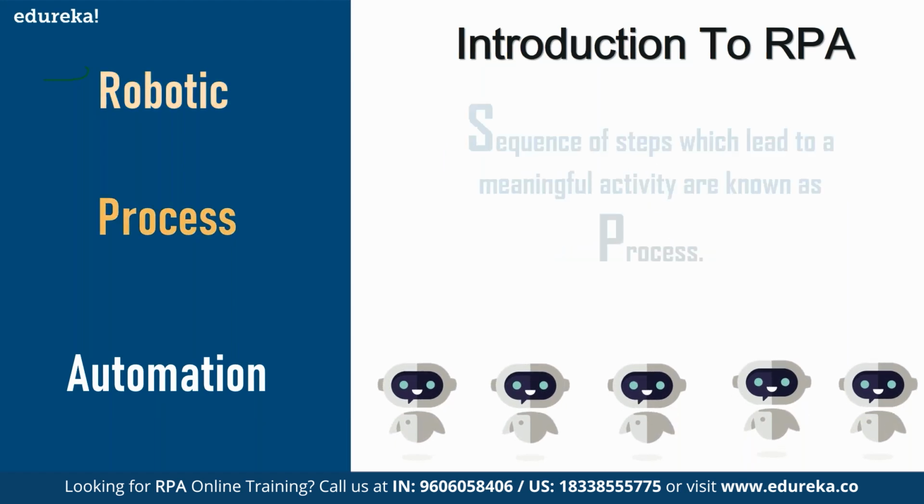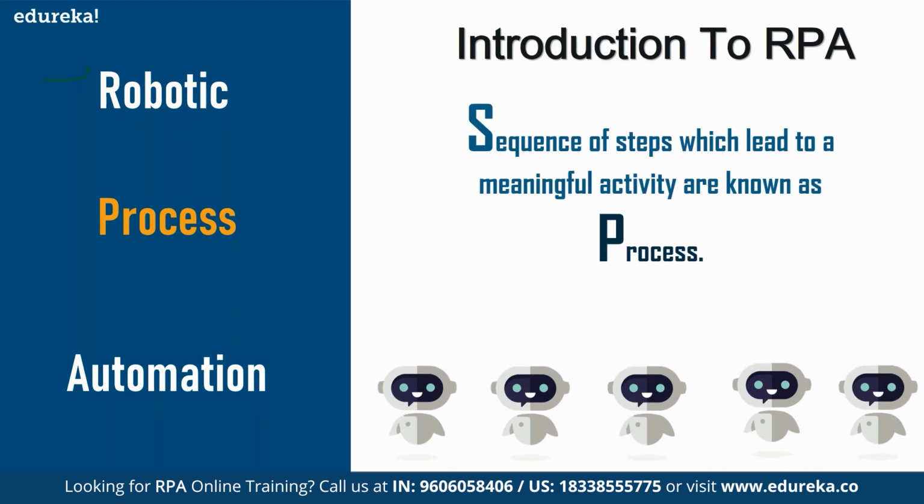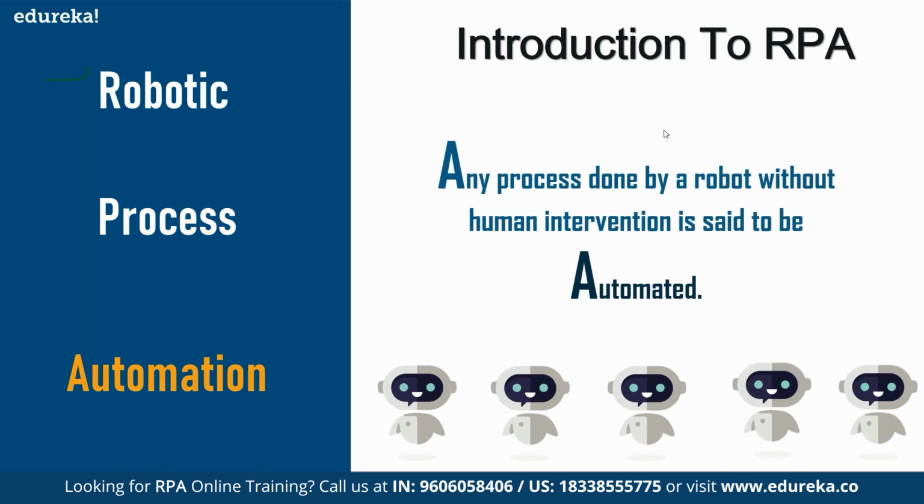Then what is a process? In very layman terms, the sequence of steps that we do, which leads to a meaningful activity, is a process. For example, making tea or coffee has a series of steps that we have to perform to get some meaningful product at the end. So that is what a process is.